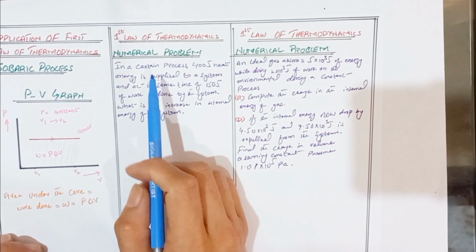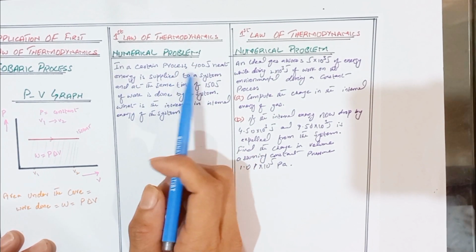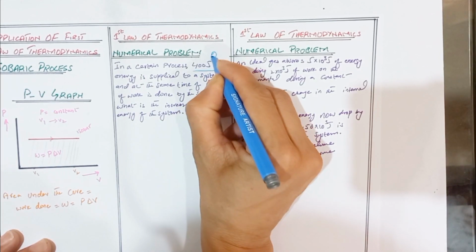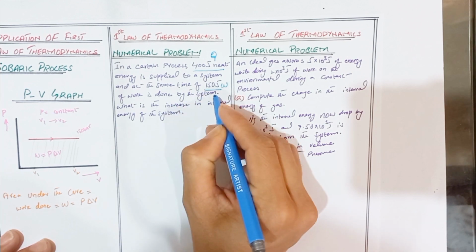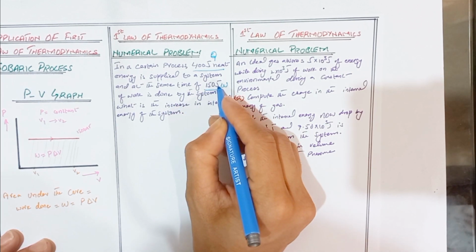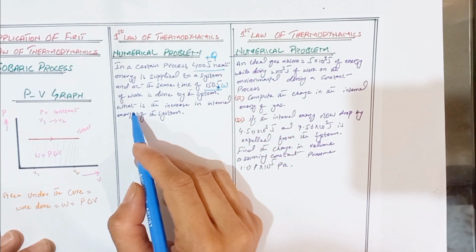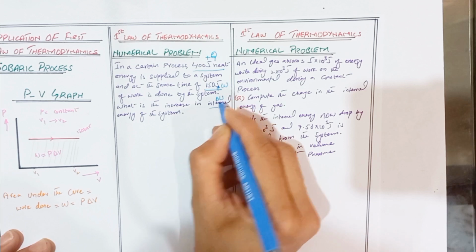Assalamu alaikum students. Today we discuss the numerical problem related to the first law of thermodynamics. First problem: in a certain process 400 joule of heat energy is supplied to the system. So here heat energy Q is supplied to the system, and at the same time 150 joule of work is done by the system. Work is done by the system, so work is positive, and heat is also positive because it's supplied to the system. So here we write: find the increase in internal energy of the system. The internal energy is denoted by U.